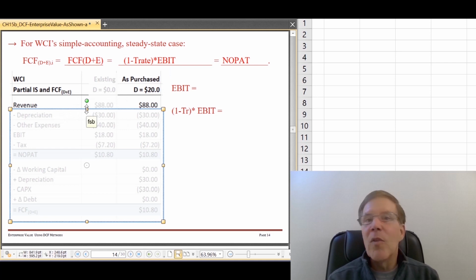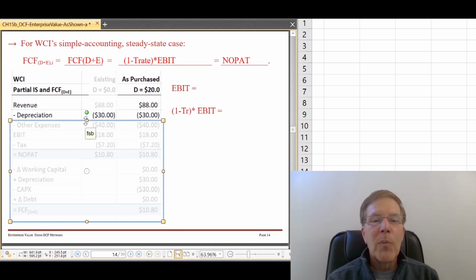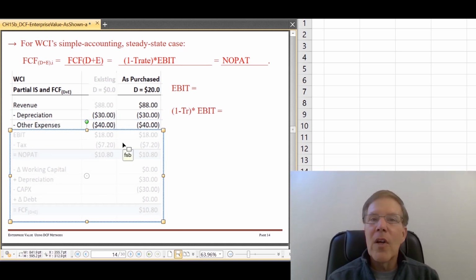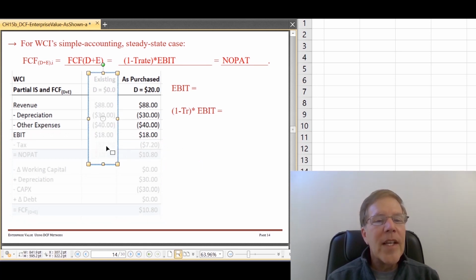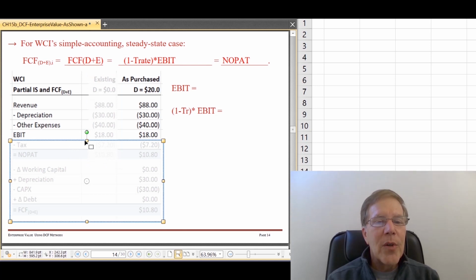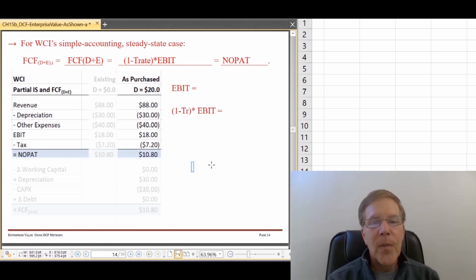Okay, so we start out with revenue. Revenue is going to be unchanged, right, from what we saw before we bought the company. Depreciation is going to be unchanged. Other expenses are going to be unchanged. They have nothing to do with who the owner is or how much the owner paid for it or anything like that. And that's it. So we can get our EBIT subtotal from those guys. So that's 18. Then we want to take away our tax, and that's going to give us our NOPAT, right?